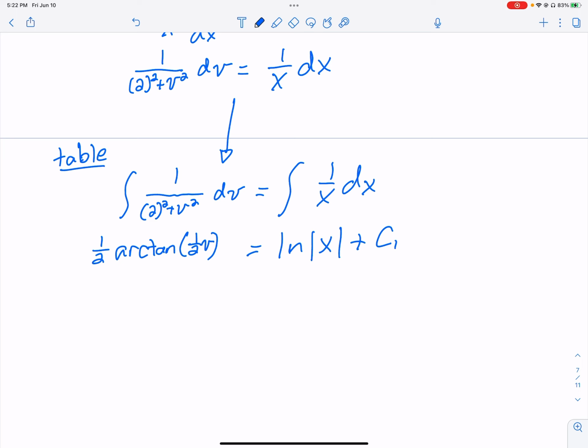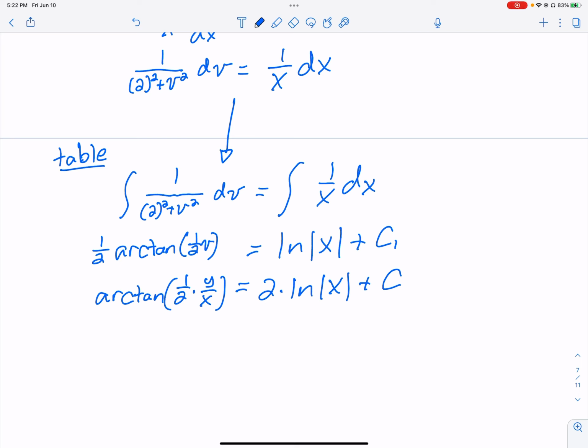Now, there's not a whole lot we can do from there. I can multiply by 2, so let's do that. Arctan. And I'm going to go ahead and change this 1/2. I know v is y over x, so I'm going to make that replacement. And then I got 2 times ln of x. And I'm just going to write c now because it's 2 times c1. But I don't need to write 2 times c1 because that's just another constant.